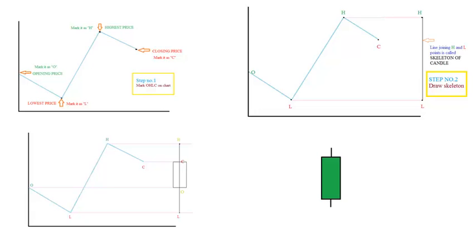So let me just quickly show it again to you. This is a sequence of diagrams on one particular page. Mark the opening price, lowest point, highest point, and the closing point. Draw it on the chart. Once you do that, extrapolate the lowest and the highest point on the right hand side and draw it, and this becomes the skeleton. And once you draw the skeleton, extrapolate the opening price and the closing price and join them, and this becomes the body. And this is how a candle is drawn.